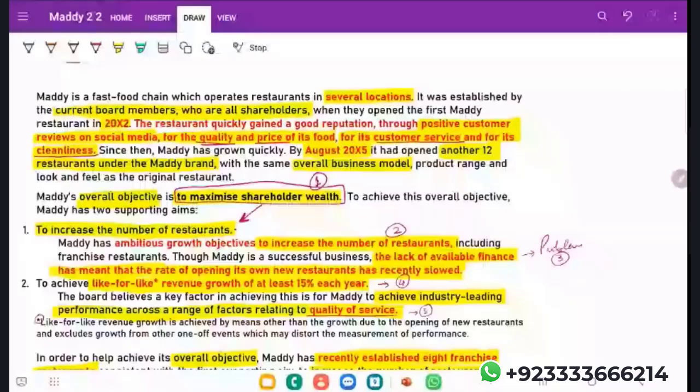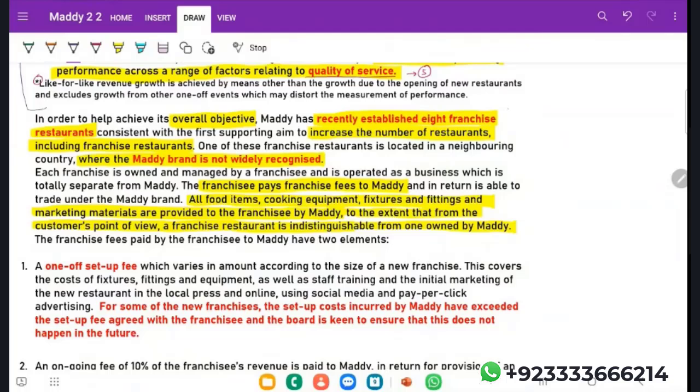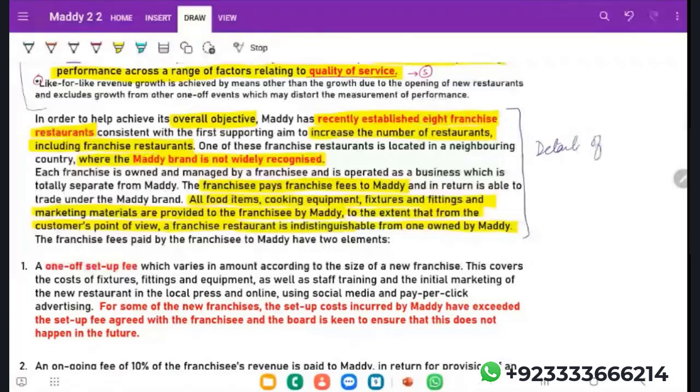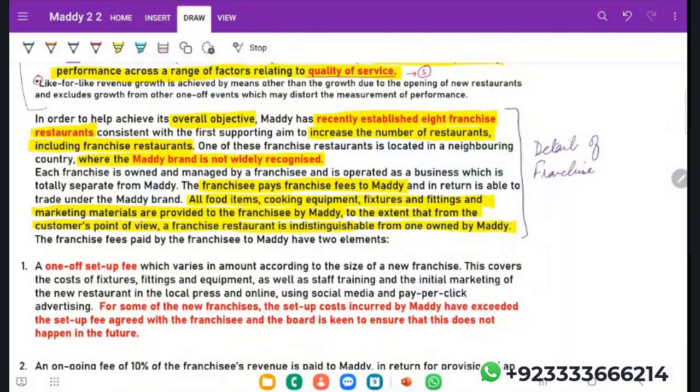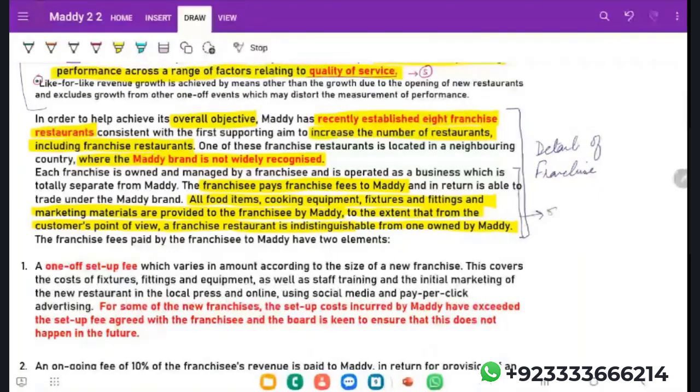The franchise fee paid by the franchisee to Medi has two elements. So it's getting confusing, so let me try to mark a few things. The first part, till this, the examiner is telling you what the objectives are, right? What are the objectives? And from this part, they are telling you the details of franchise. And this is basically the operational details of franchise.